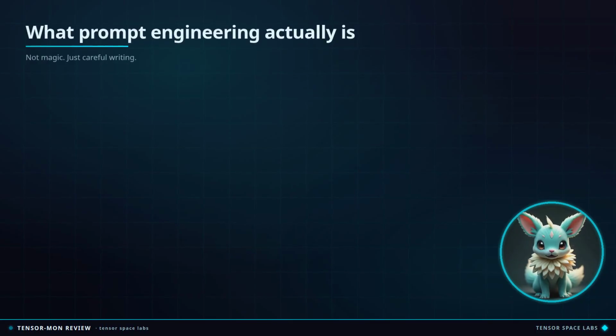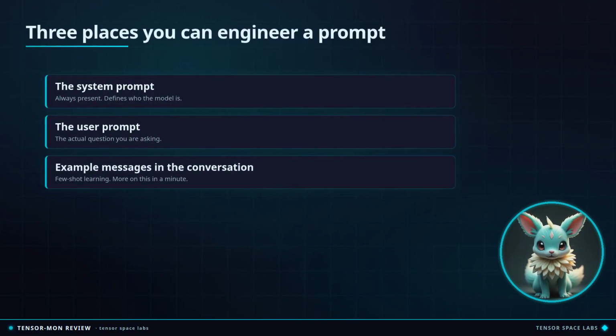Prompt engineering is not a hack or a trick. It is just careful writing. Careful enough that the same model, with the same weights, behaves differently because you gave it a better set of instructions. 3 places your wording matters. The system prompt sits at the top of every conversation and tells the model who it is. The user prompt is whatever you just typed, and any earlier messages in the conversation work as examples the model learns from on the fly.